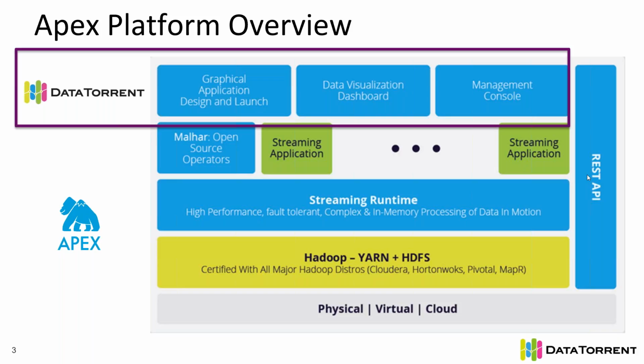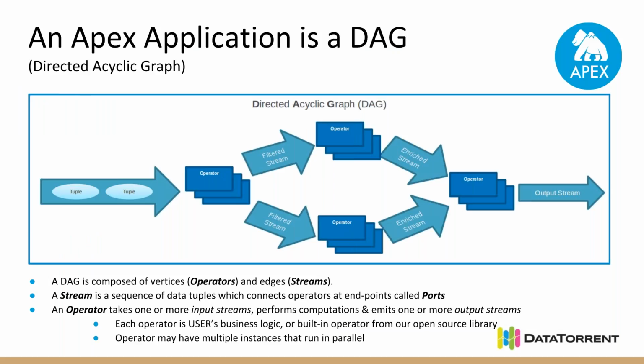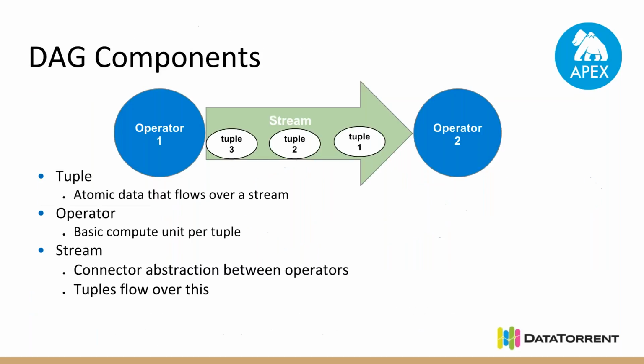Okay, so I'll go ahead. We have just taken a look at how our technology stack looks like. Now I'm going to talk about how an Apex application looks like. If you try to imagine how an Apex application will look like, this is how it is. It looks like a DAG. DAG is a directed acyclic graph, where the nodes of the graph represent operators of Apex, and the edges of the graph represent the streams in Apex.